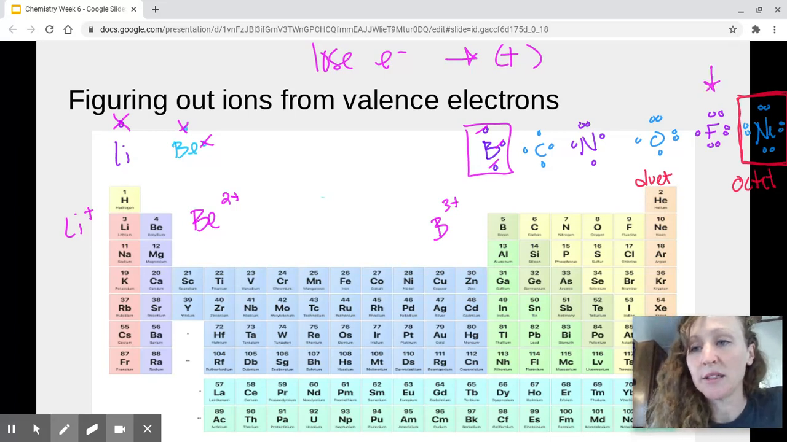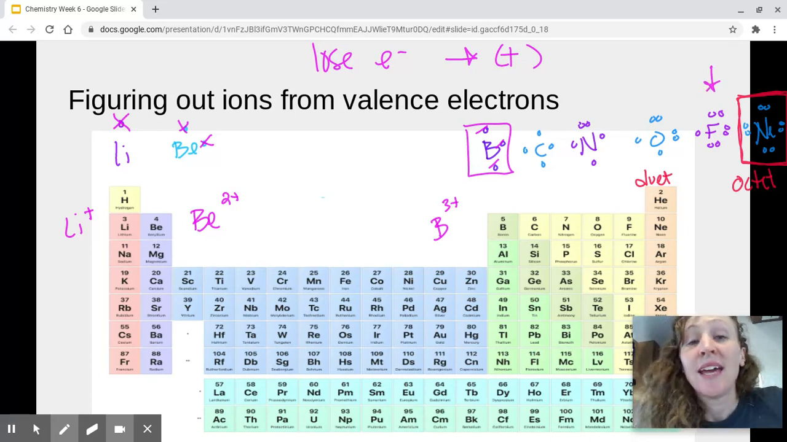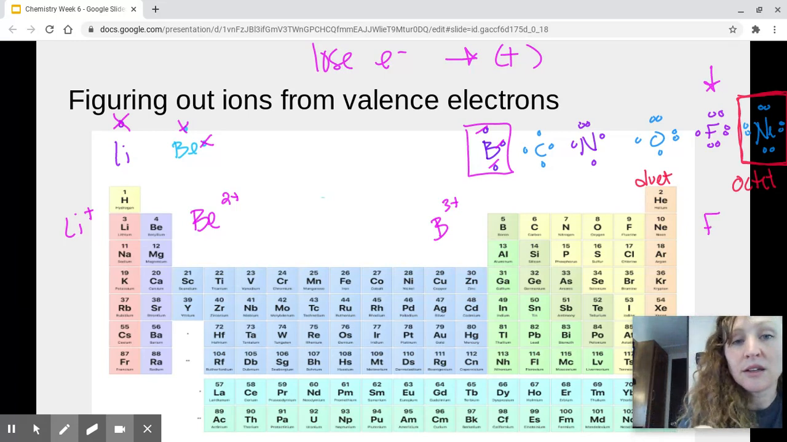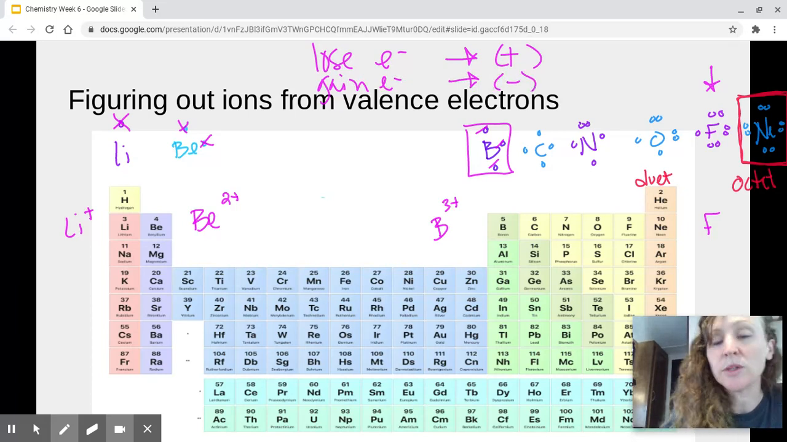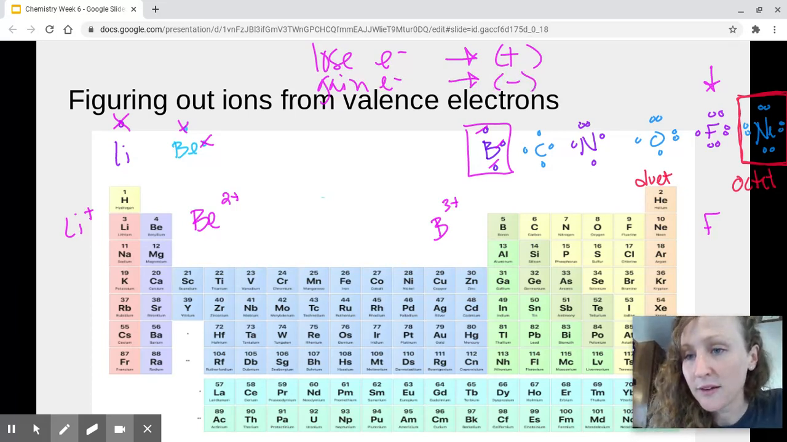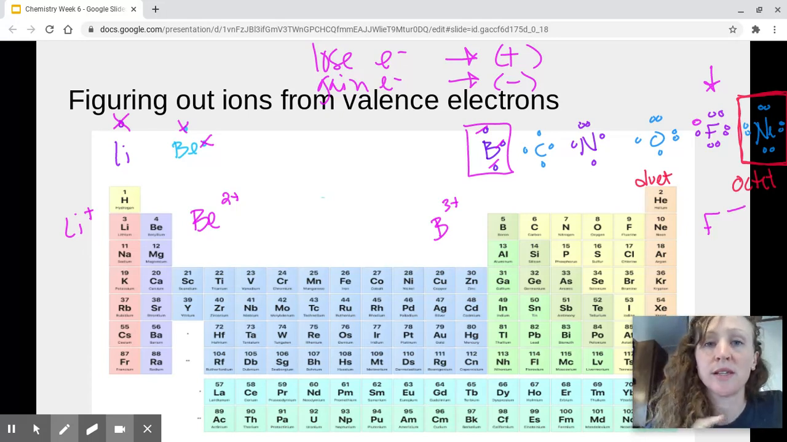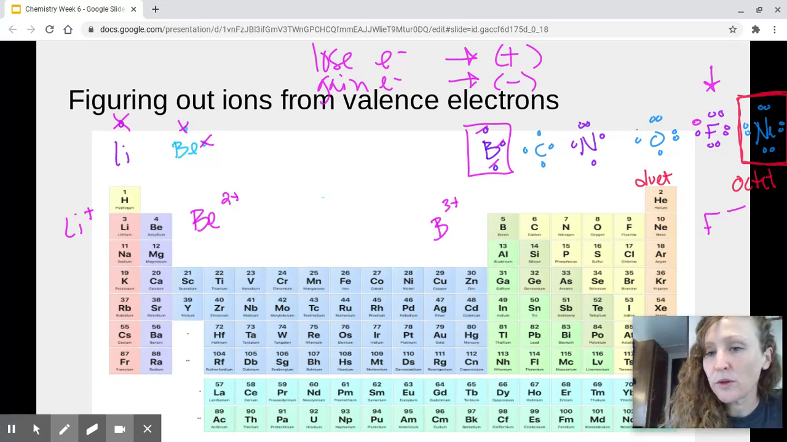Let's look at fluorine. Okay, fluorine has 7 valence electrons. So is it going to gain 1 or lose 7? It's going to gain 1. So fluorine is going to gain something negative. It's going to gain a negative electron, so it's going to become negative, and it's gained 1. So it's going to be a fluorine negative. How about oxygen? Oxygen has 6. Is it going to gain 2 or lose 6? It's going to gain 2. So oxygen gained 2 electrons.